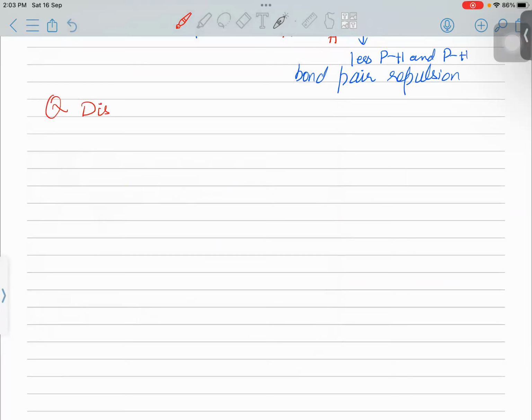Now, next question. Discuss geometry of SO2 and SO3. Just draw these two structures in your copy and then I will discuss. Can anyone tell me the answer? Sir, I'm drawing right now. Now listen.